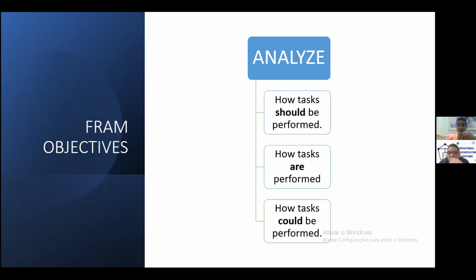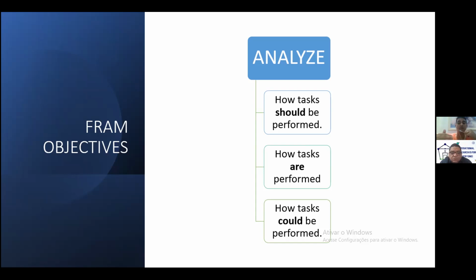But we know that in the real world, we don't do things in a perfect manner. So FRAM brings into play this concept that things are not linear, things are not perfect, things are not just cause and effect. No, we have other things that can impact the system as an overall impact, not only a punctual impact. So how tasks should be performed is an answer that Safety-2 can provide. How tasks are performed is something FRAM can provide with better accuracy.